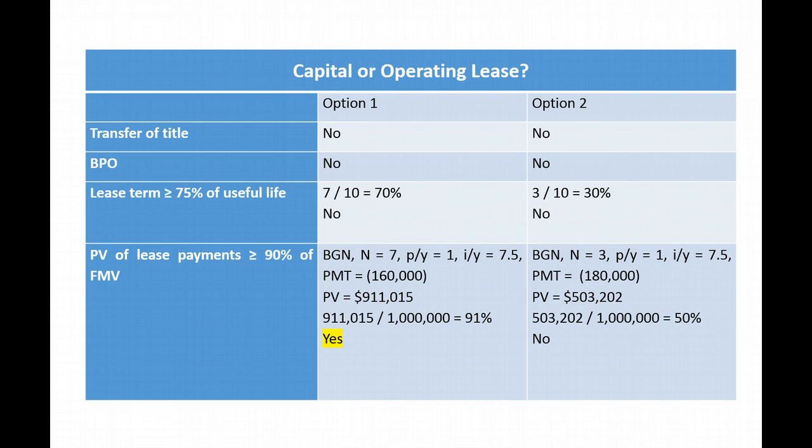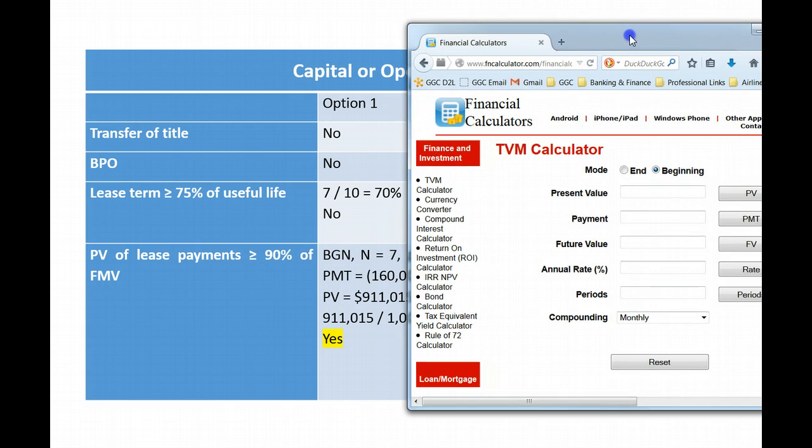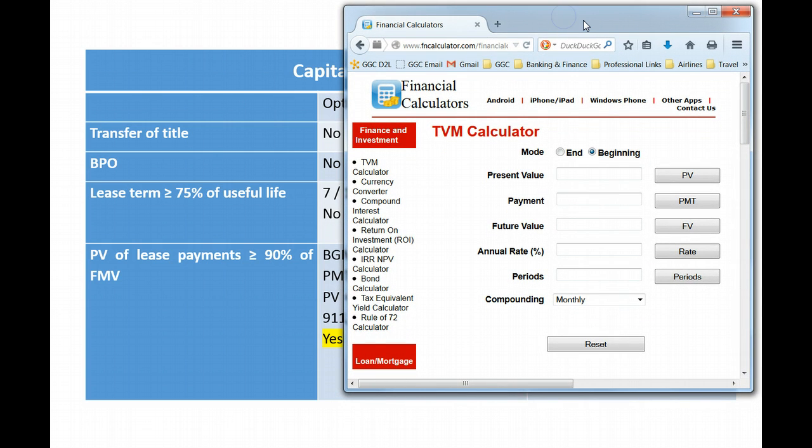The estimated useful life of this equipment that we are potentially renting or leasing is 10 years. So the lease term of 7 out of 10 is only 70%, and so option number 1 does not meet that 75% test. And then finally, we have the present value of the lease payments, and we need to evaluate whether the present value of the lease payments is 90% or more of the fair market value. So let me bring up my financial calculator here, and we'll plug in the terms of the potential lease option.